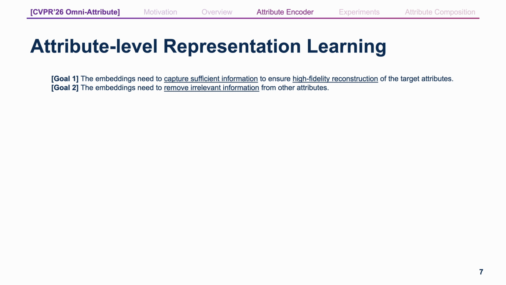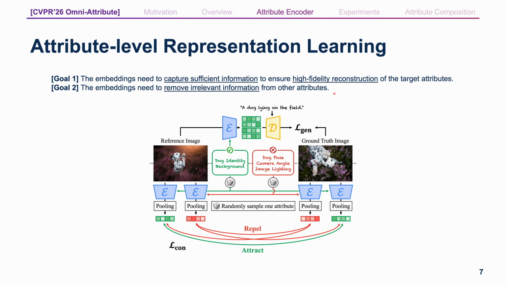So how do we supervise the training of the attribute encoder? This attribute encoder has two goals. First, the embeddings need to capture sufficient information to ensure high-fidelity reconstruction of the target attributes. Second, the embeddings need to remove irrelevant information from other attributes. To achieve both of them simultaneously, we designed a dual-objective attribute-level representation learning framework.